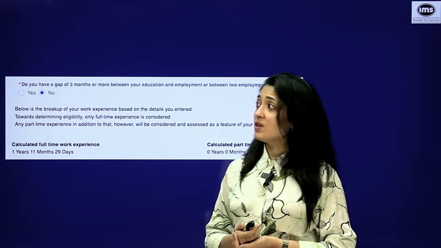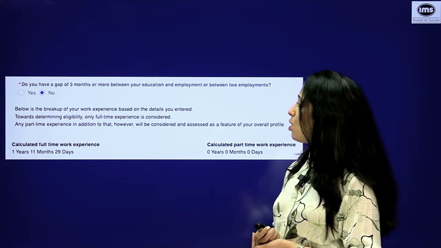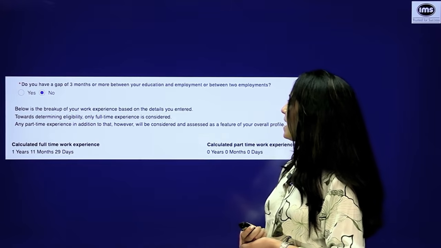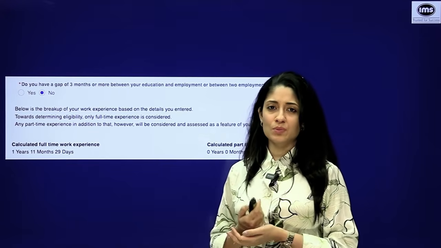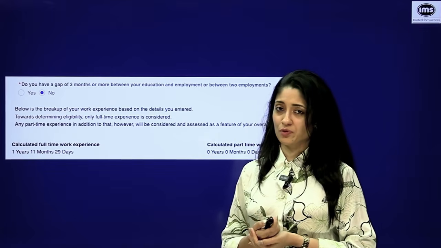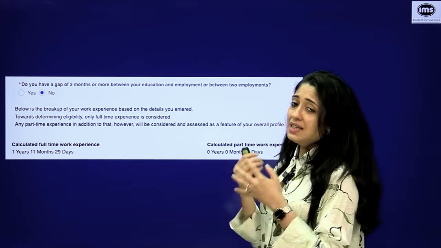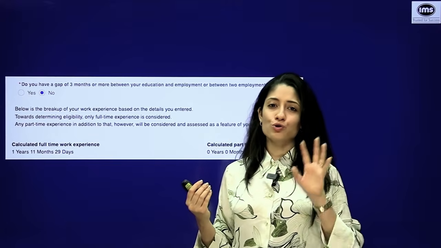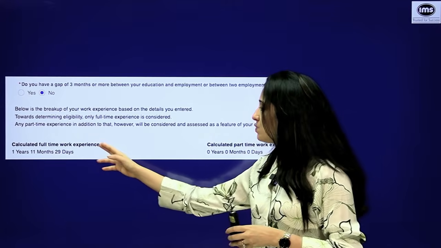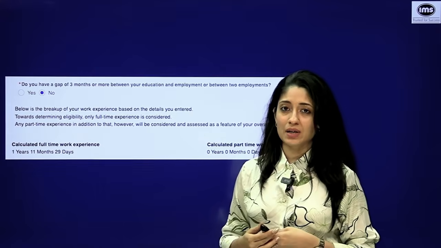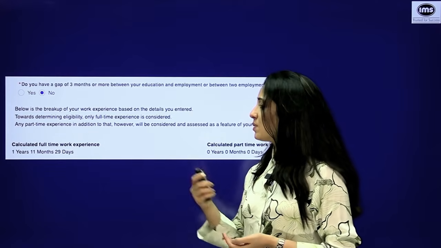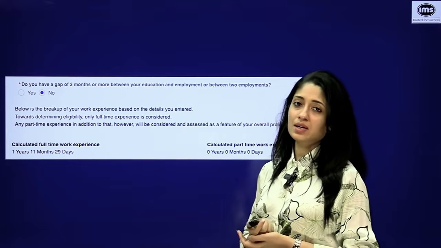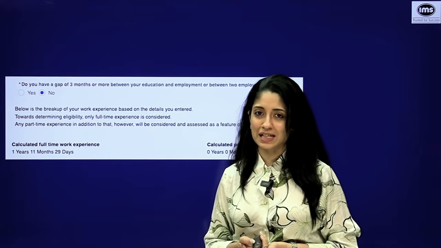Then they ask you if you have a gap of 3 months or more before your education and employment, or between two employments. You can give in the information however it fits your profile. And at the end, once you have entered all your job experience, this will be self-calculated and displayed depending on the information that you have given. Your total full-time work experience and your total part-time work experience will be automatically calculated.